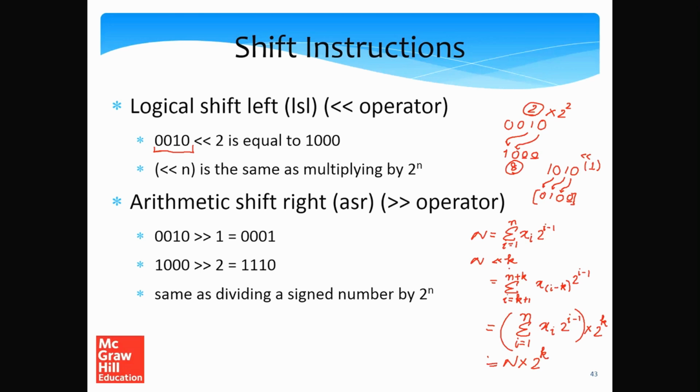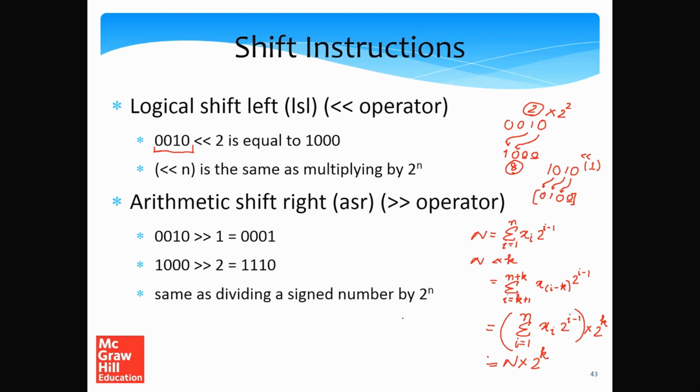So we do a little bit of algebra, and separate the 2 to the power k from the equations, and what we are left with is the original number n multiplied by 2 to the power k. Unless there are overflows, where we exceed the range of the number system, which is a separate issue, this is a nice way of multiplying a number by any power of 2, by 2 to the power k.